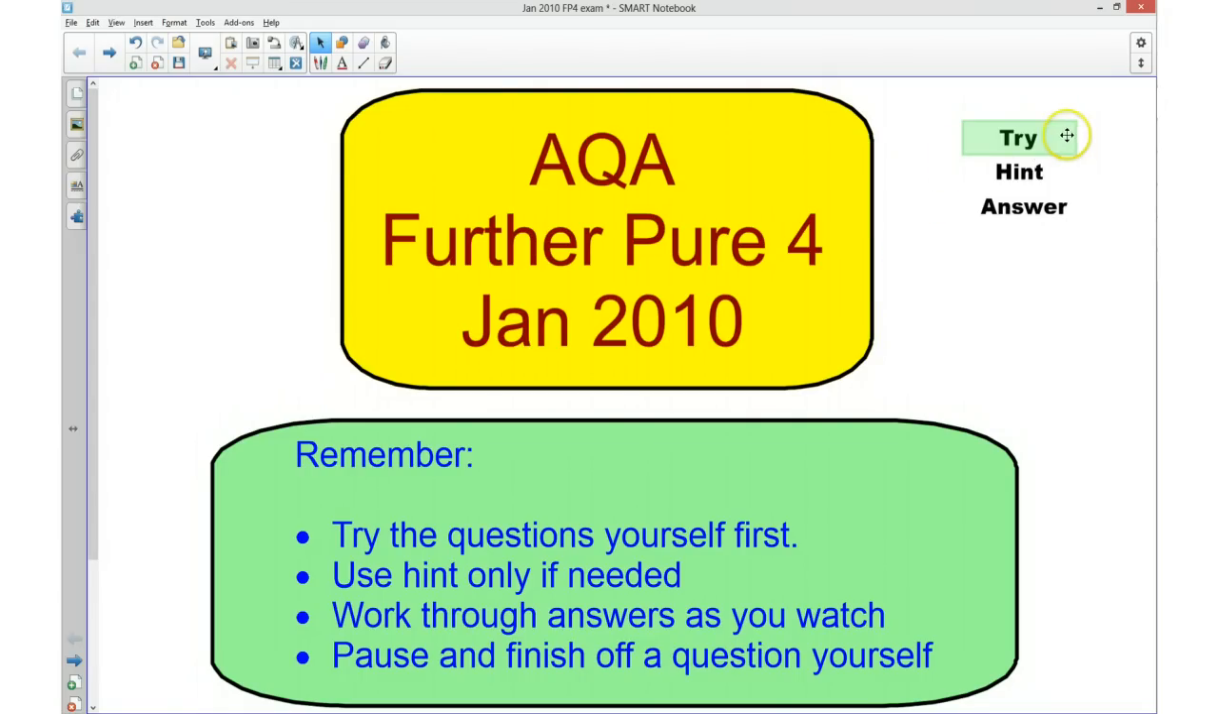The first part will be try, and in the top right hand corner the word try will be highlighted, and the idea is that you have a go at the question yourself during this part of the video, and you need to pause it so that you can do the question.